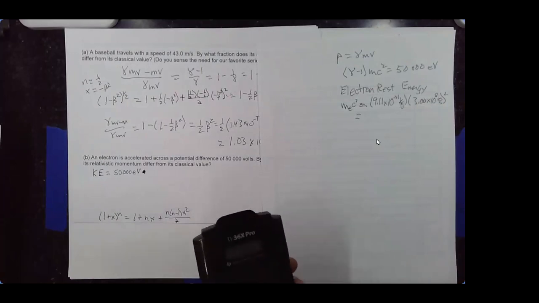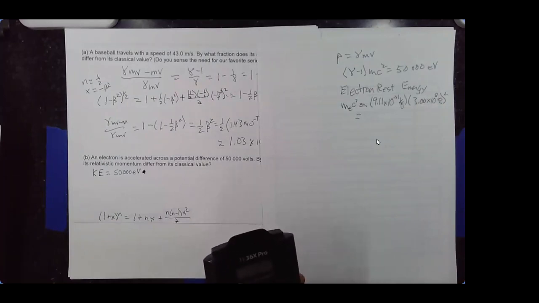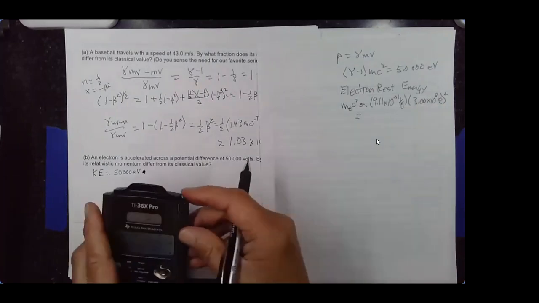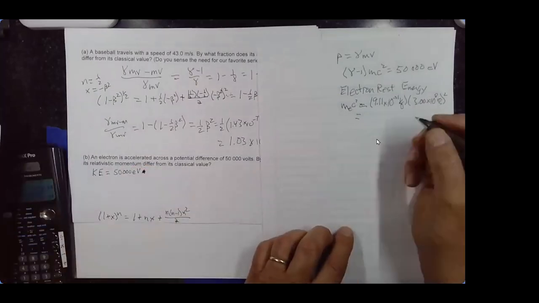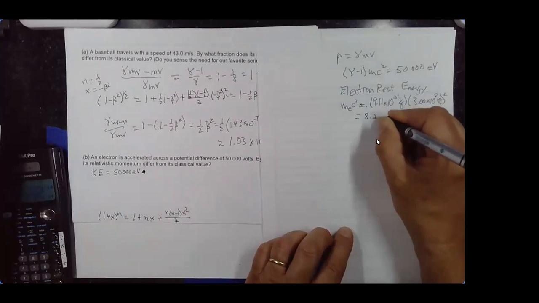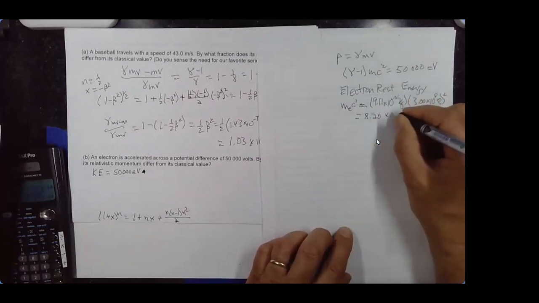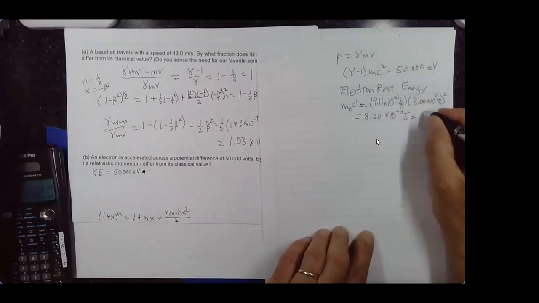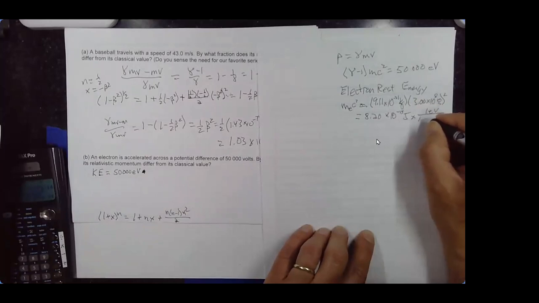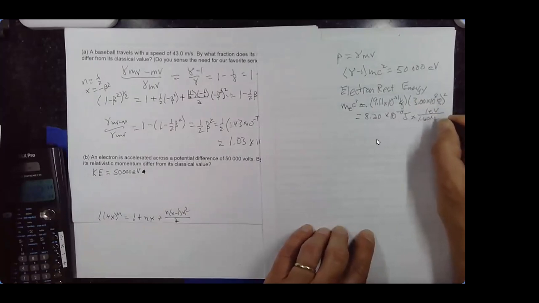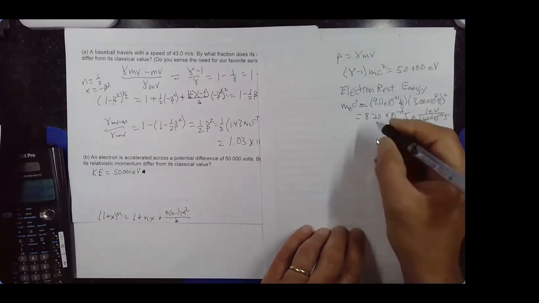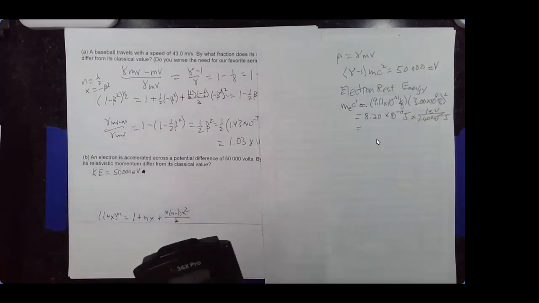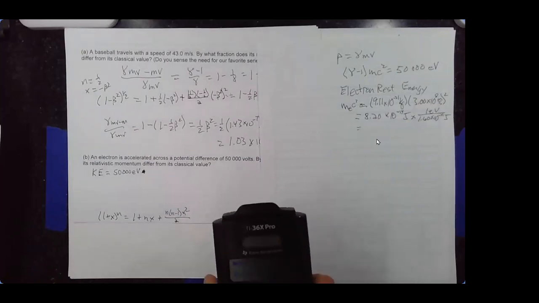9.11. Okay, and I get about 8.20 times 10 to the minus 14th joules. But if I multiply that by 1 electron volt over 1.60 times 10 to the minus 19th joules, we should get, well, we'll find out what we get.